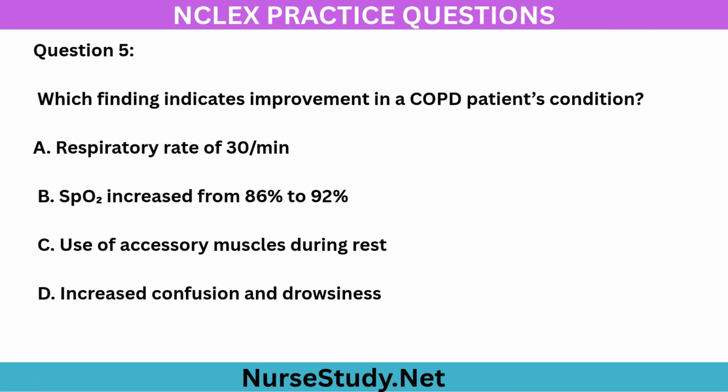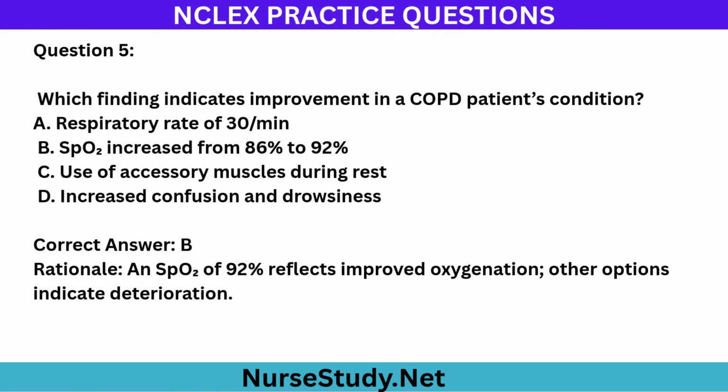Question 5. Which finding indicates improvement in a COPD patient's condition? A. Respiratory rate of 30 per minute. B. SpO2 increased from 86% to 92%. C. Use of accessory muscles during rest. D. Increased confusion and drowsiness. Correct answer: B. Rationale: an SpO2 of 92% reflects improved oxygenation. Other options indicate deterioration.